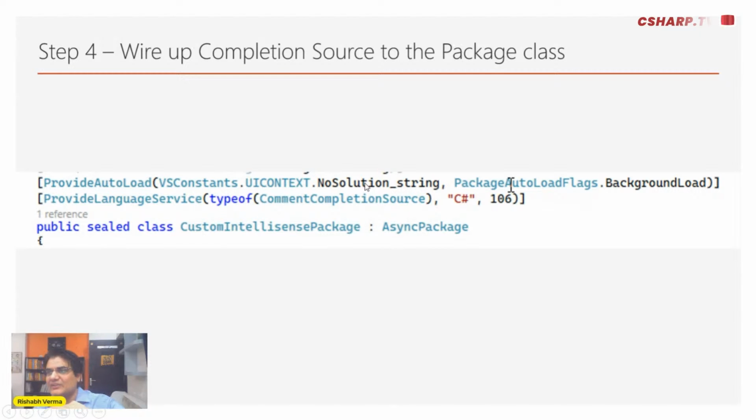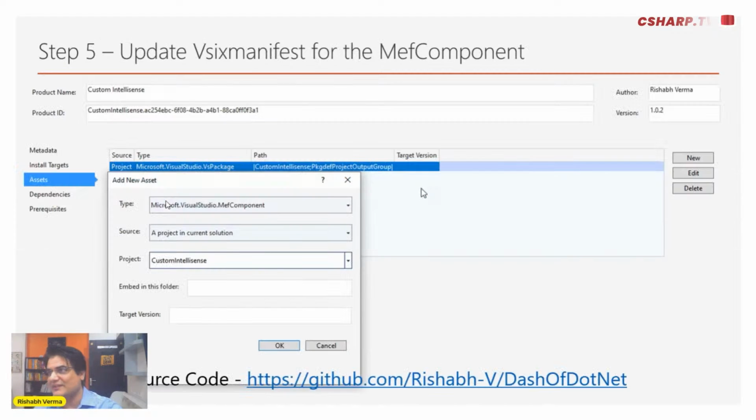This will give you performance enhancements. Otherwise, when you load the solution with a C# project, then it will start to load, and that will be a little slow. And the second is the ProvideLanguageService attribute. This language service attribute is telling that there is a comment completion source of type C# for this. So this wires up our package with the source and the source provider.